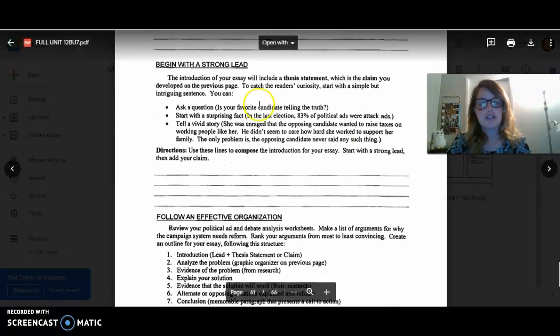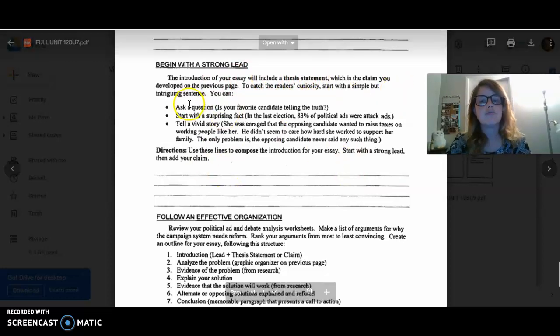Begin with a strong lead. So we have to have a thesis statement. But before that, we need to have the hook, right? So the hook can be asking a question. Is your favorite candidate telling the truth? It can start with a surprising fact. In the last election, 83% of the political ads were attack ads.